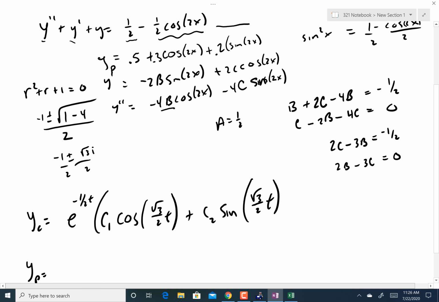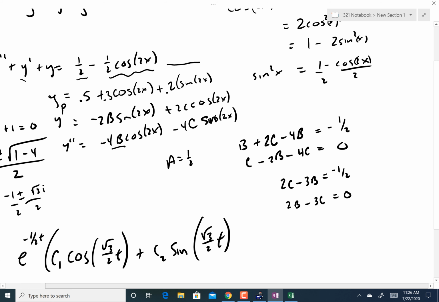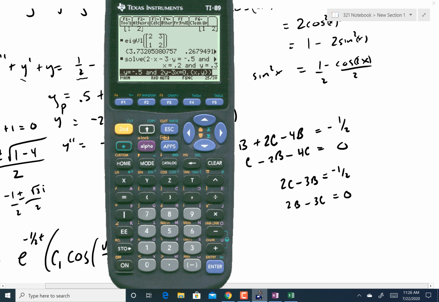All right, one moment, please, while I fix my mistake. Well, I don't really fix it. Let's just do it here. So I'm going to have, let me put this back to B and this back to C. Okay, so B plus 2C minus 4B equals negative a half. That's true. C minus 2B minus 4C equals 0. I'm just going to type in the calculator like that.